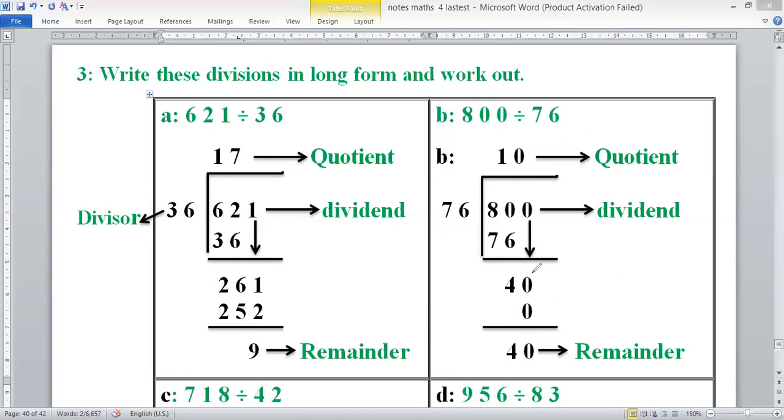If you don't want to shift this 0 down, there is another method. You can just multiply 76 by 0. You can write here 0 and then you subtract. No need to write this. It's up to you. Both methods are valid and both are correct. You can directly write 76 zeros are 0 here and then subtract 760 from 800. Both are correct.